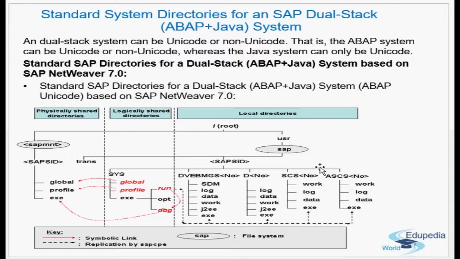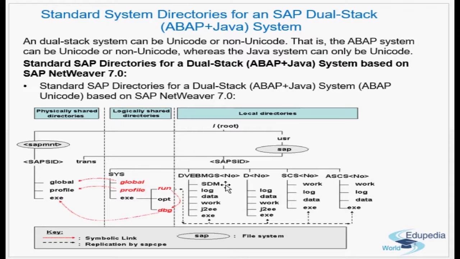Okay, now here also the overall structure is again the same. You have root, USR SAP SID, USR SAP trans, SAP MNT SID. SAP MNT SID has global profile exe. Sys also has global profile exe. Because this is dual stack, you have each. Now when we talk about those instance subdirectories, each of this, here we have one more folder for J2EE, and we have SDM in the primary application server.